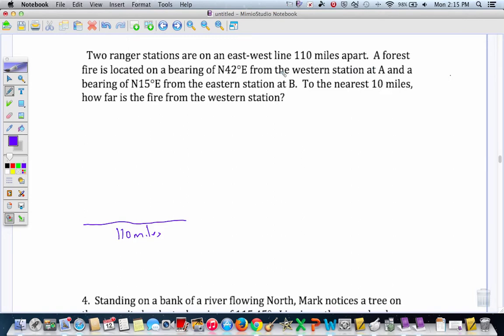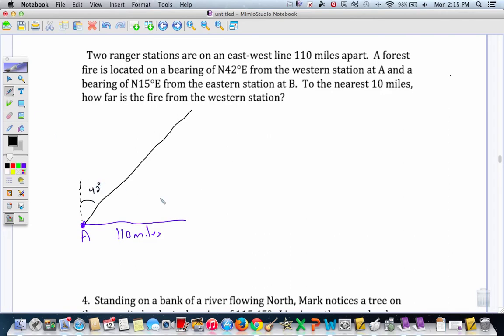Our next statement says a forest fire is located on a bearing of north 42 degrees east from the western station at A. So our western station is A, and we're going to go north 42 degrees to the east, and over this direction is where our forest fire is going to be located. I'm just going to leave it unmarked for now, but I've drawn the north 42 degrees east into our sketch here. So let me just try that one more time.